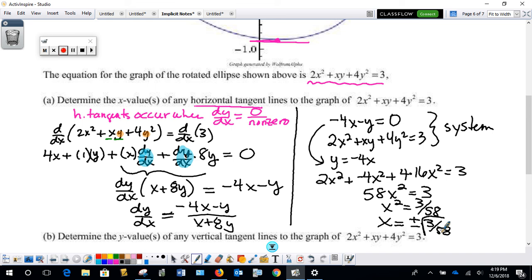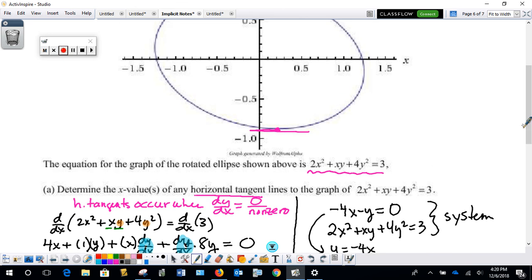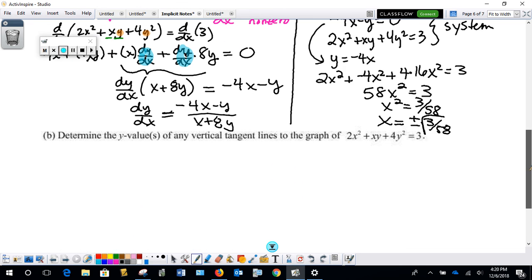Now notice it did not ask me to find the y value. Thank goodness. I'm not going to plug it back in. It only asked me for the x values, so I am done. And if you want to verify, if you actually type square root of 3 over 58 in your calculator, it should end up being something that matches approximately this area up here. The other thing, don't rationalize. You don't have to simplify. Just write that down, plus or minus. You've got your two values.